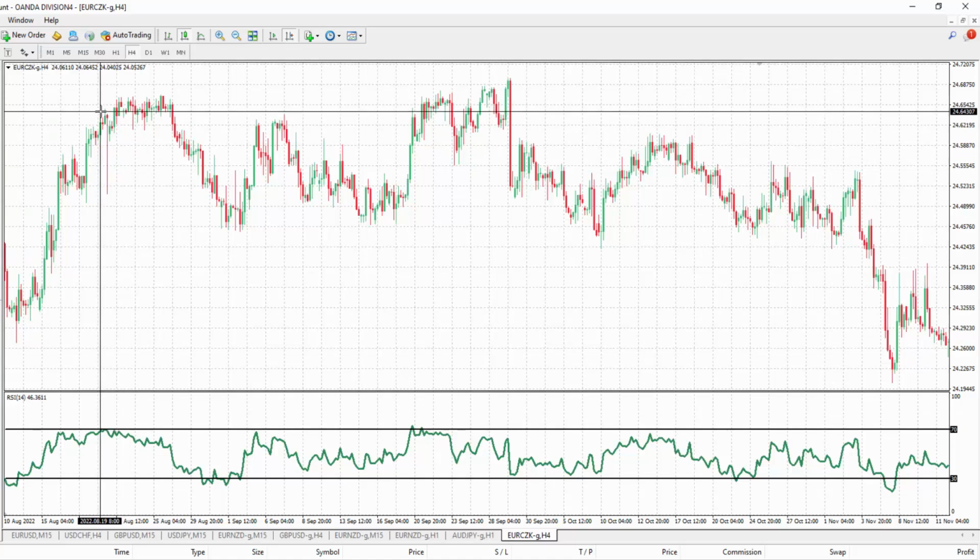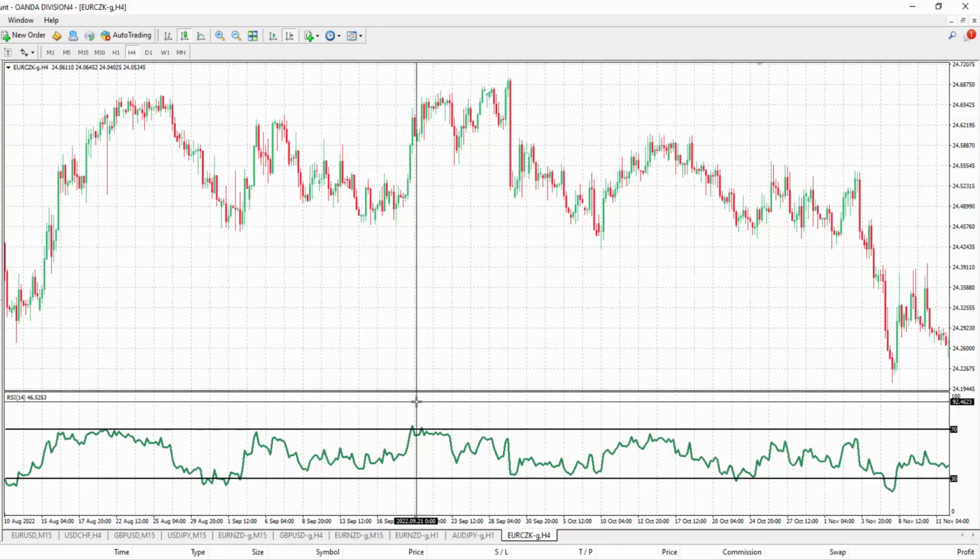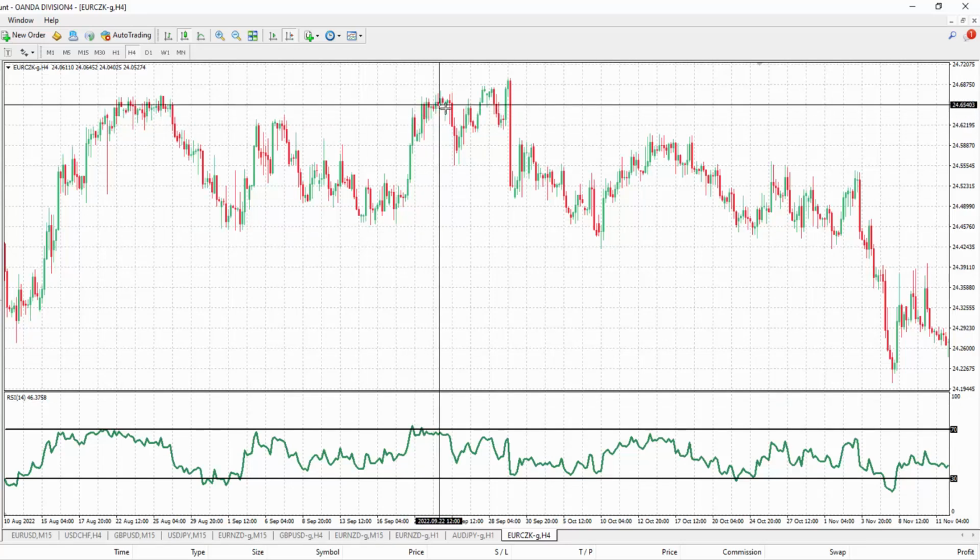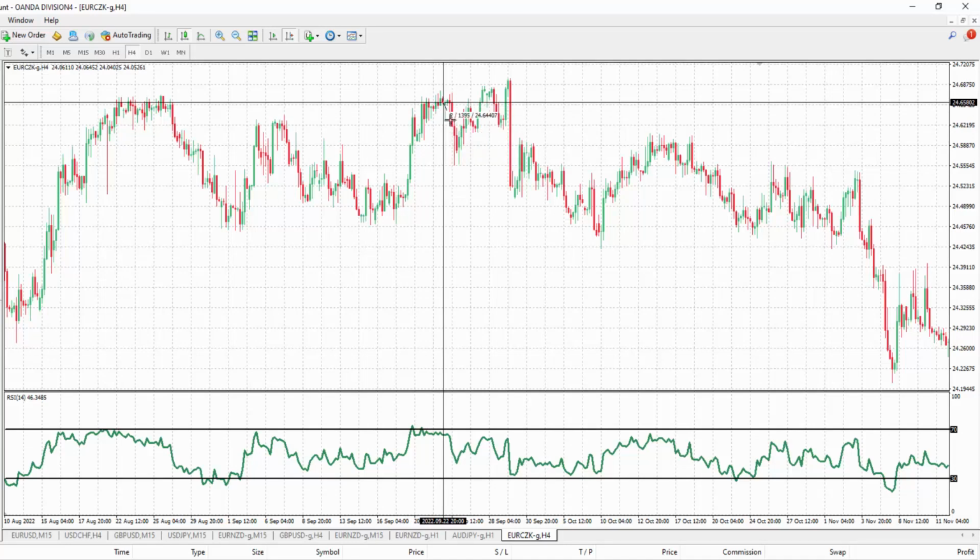So here the RSI was touching the line, so it was a time to sell. So if we did sell here, we would have been profitable. Next time it touched the line here and here. Well, if we entered around about this level, the price did fall down.